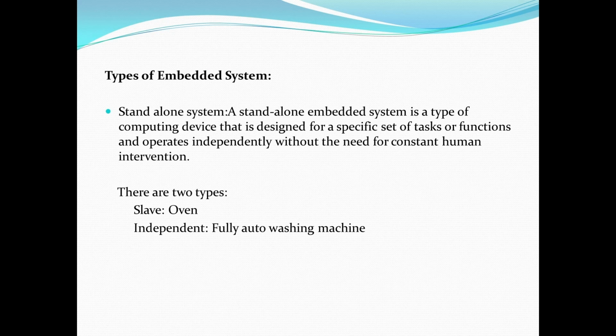There are four types of embedded systems. The type one is the standalone system. A standalone embedded system is a type of computing device that is designed for a specific task, and it operates independently without need for constant human intervention. In this standalone system, there are two types: a slave and the independent. The slave system requires user inputs to do its specific task. For independent standalone system, it is fully automatic. Example is the fully automatic washing machine.